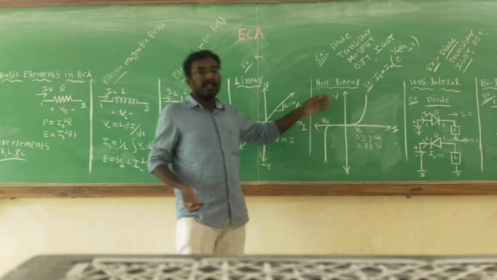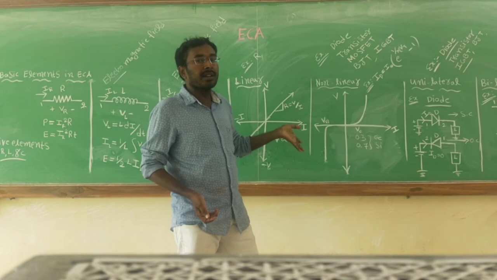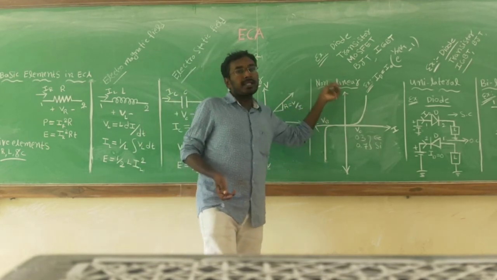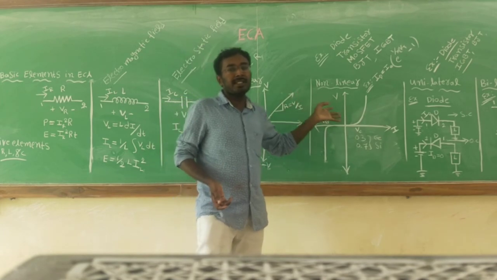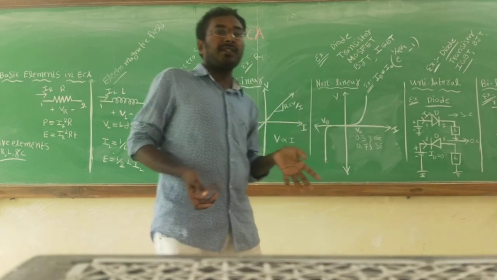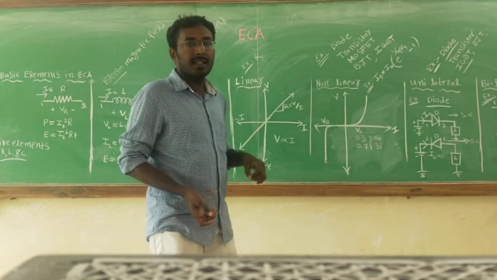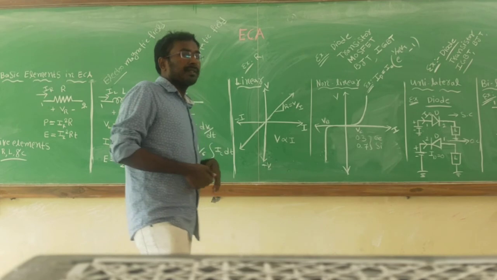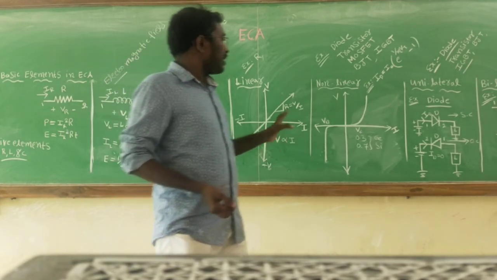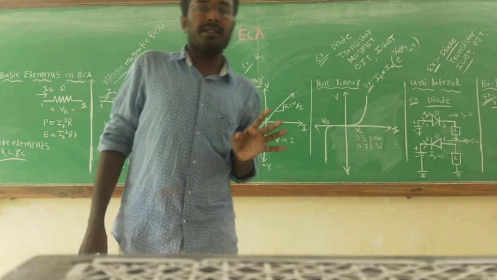By looking at the circuit diagram, we can say whether it is a linear or a non-linear circuit. If any elements like a diode, transistor, MOSFET, or other electronic devices are there, you can say the network is a non-linear network. If only RLC elements are there, we can say it is a linear network. So this is some basic concepts, a basic introduction to electrical circuits.